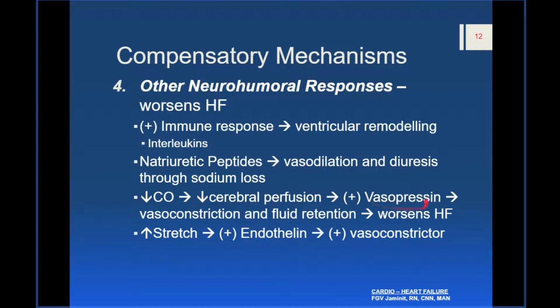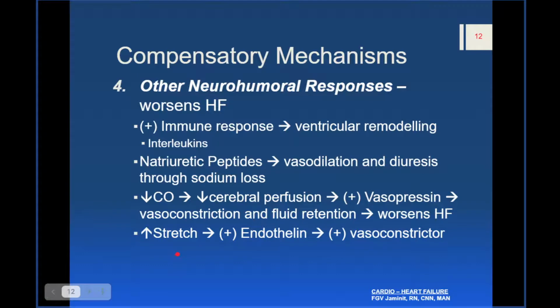Vasopressin is also a hormone, and it can also be a drug to be injected. When there's presence of vasopressin, vasoconstriction and fluid retention can happen. However, when vasopressin is released or given to the patient, it does not actually relieve the symptoms of heart failure because it can lead to fluid retention. And remember, one of the problems of heart failure is fluid retention, which later on worsens the heart failure.